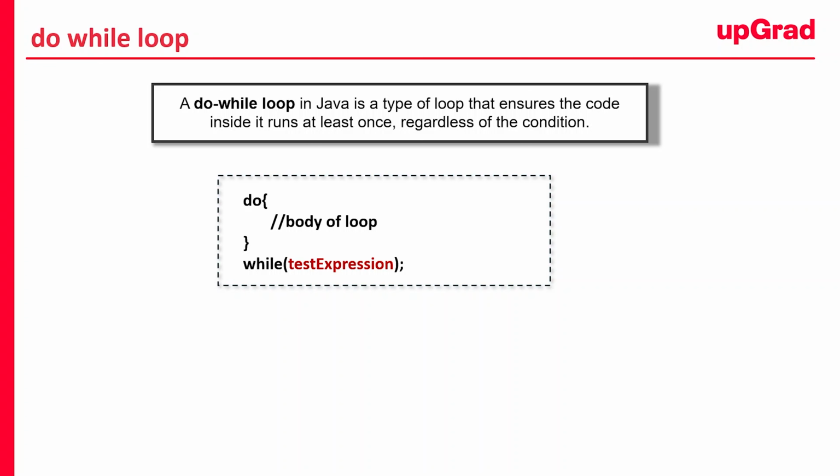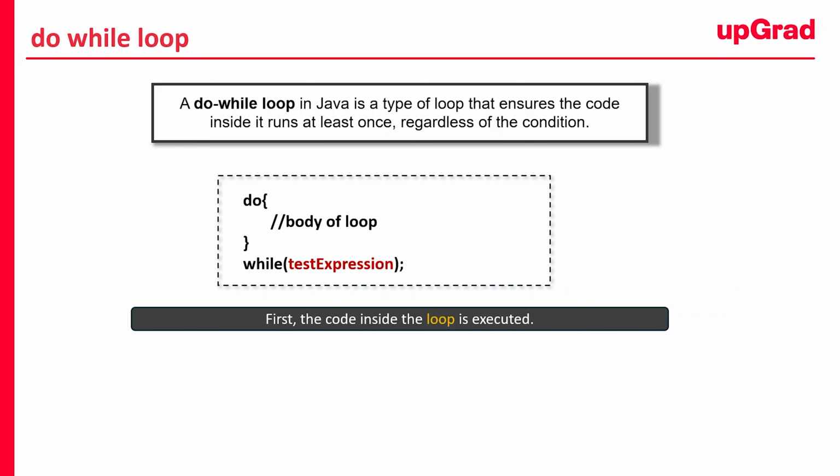Now first the code inside the loop is executed. It doesn't matter if the condition is true or false. The code will always run at least once because we have used do. Whatever is inside the do block, it will run. It is not checking any condition. So it doesn't matter if the condition is true or false. The code will always run at least once.